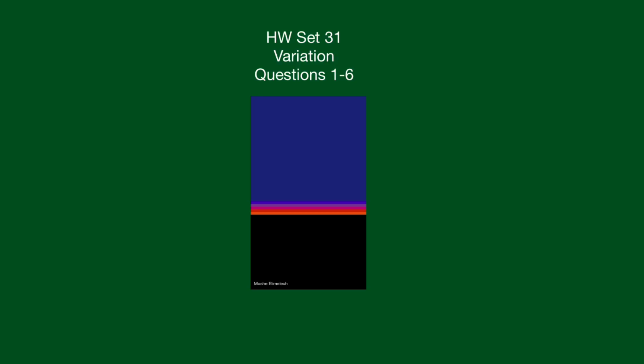This is homework set 31 on variation. Question 1. We are told that y varies directly with the square of x. All right, first of all, let's just translate that. Here's what that means. Y varies directly means y = kx². I'll circle that so I can find it later.